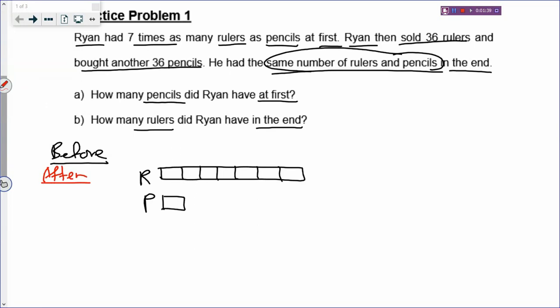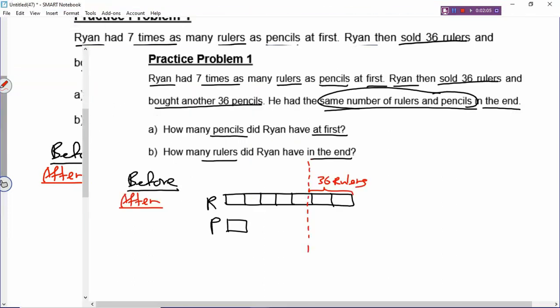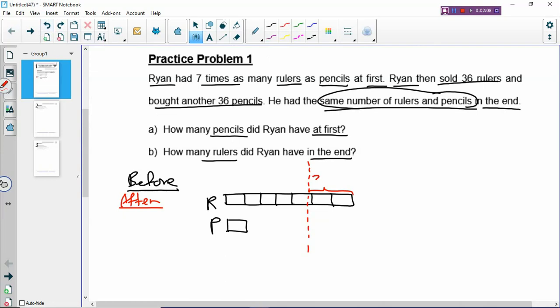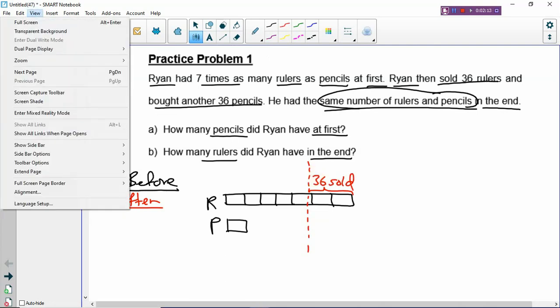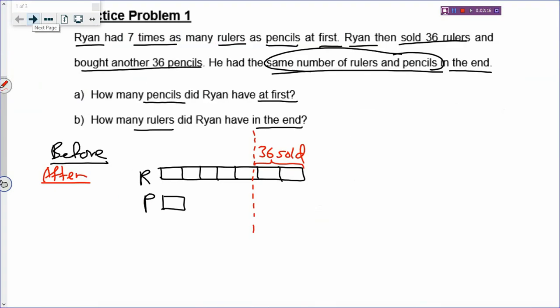So how do we draw the after model? In the end, he had the same or equal number of rulers and pencils. So I'm going to just use a dotted line to cut anywhere, to show the equal in the end. Maybe something like this. So how many rulers were sold? He sold 36 rulers. So this is your 36 rulers that were gone. Or maybe I should use the word sold. 36 sold. And then he bought another 36 pencils.